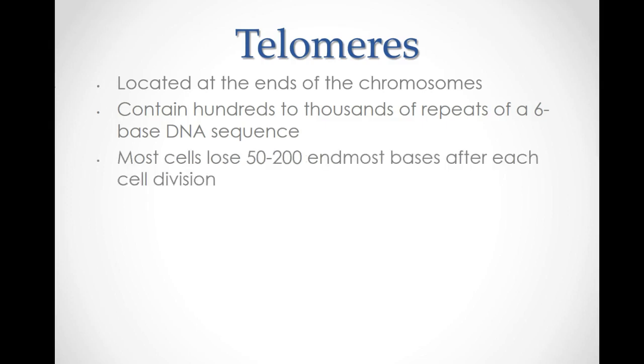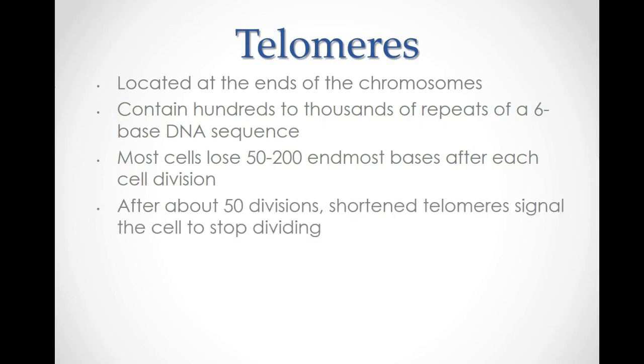And every time you divide, you lose some of those bases, anywhere from 50 to 200 every time the cell divides. So what happens is, over time, as your telomeres get shorter and shorter and shorter, it's a signal to your cells to stop making copies of that cell. Because basically that cell is getting old, and it's getting tired, and there's probably more mistakes than we want to start making copies of. So it's an internal way to stop that whole process of division.